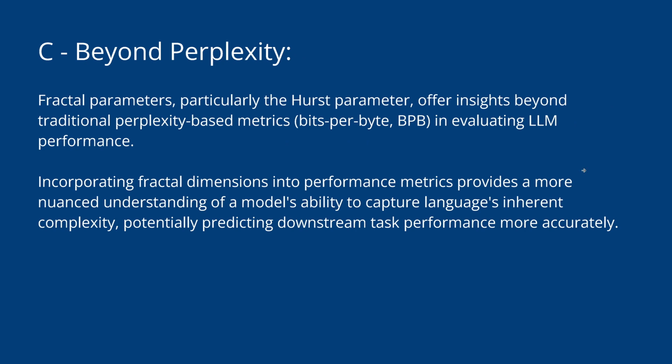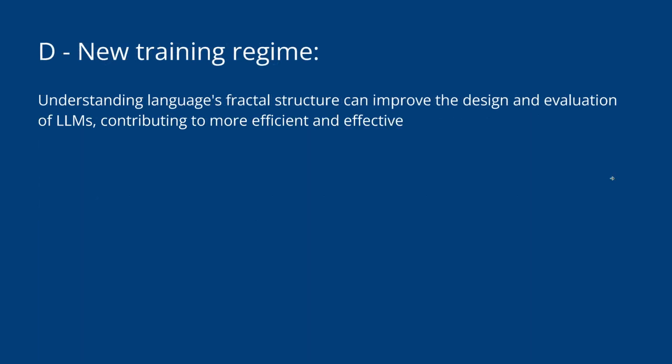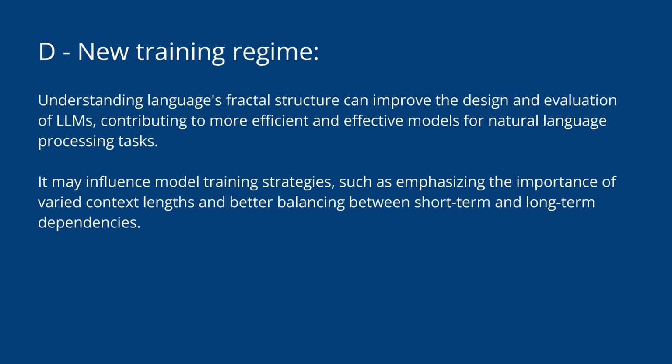If you analyze this, if you benchmark it, we go beyond perplexity, because now we include fractal parameters in our quest to understand the power of our models, like the Hurst parameter or other parameters that they found, beyond the traditional perplexity-based metric. So incorporating the fractal dimension into the performance metric of our LLMs gives us a better understanding. And I will show you why we need this, because exactly here we can now establish a new training regime for the pre-training of our LLMs.